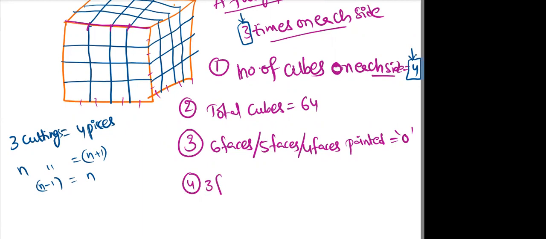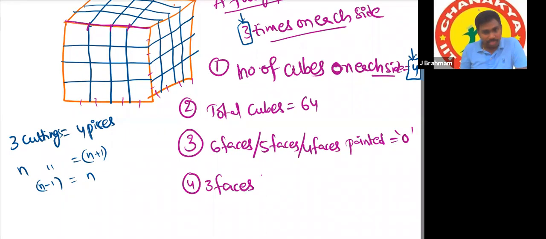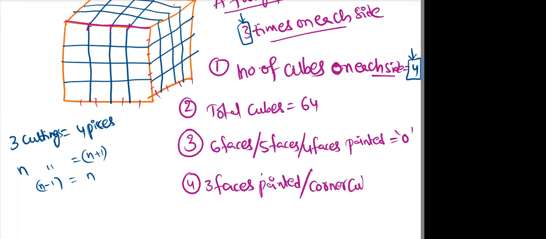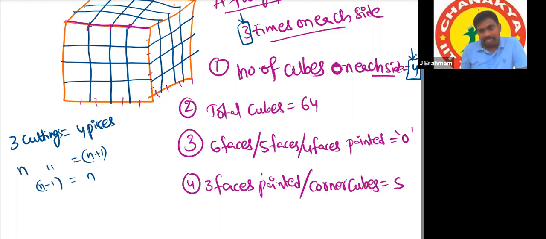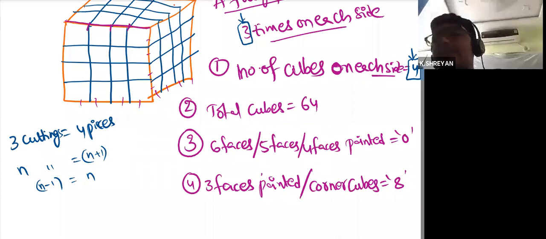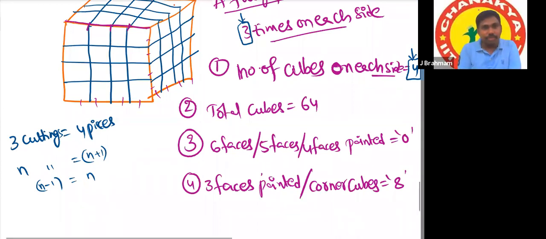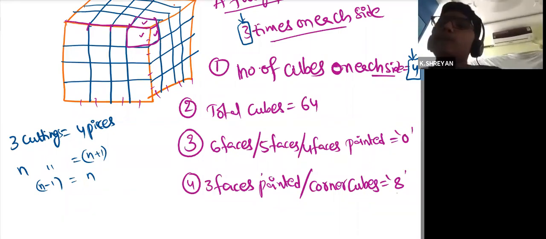There are 8 corner cubes, and each corner cube is painted on 3 faces. 3 faces painted cubes are also called corner cubes. This answer is a standard answer. If you consider this cube, this is painted 1, 2, 3, this corner cube. On every corner there will be one cube, correct? That's why 8.